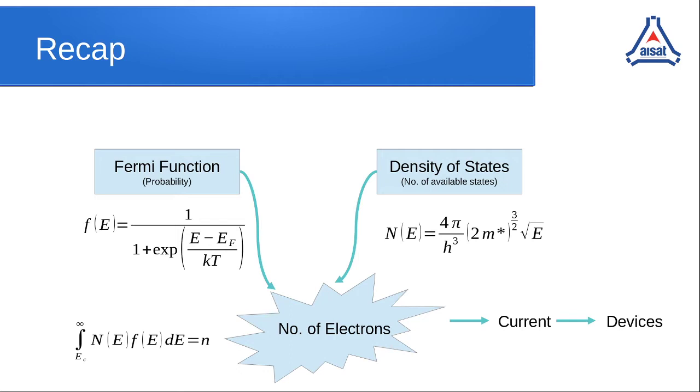EC is the energy level at the bottom of the conduction band, or in other words, from EC till infinity, we can consider it as the conduction band. Now the question arises, why are we studying the number of electrons, or why are we interested in finding the number of electrons? Only if we find the number of electrons in the conduction band, we can compute the current that is flowing in the semiconductor. And only if we understand the current in the semiconductor, we can understand the essence of the working of devices using the semiconductor.